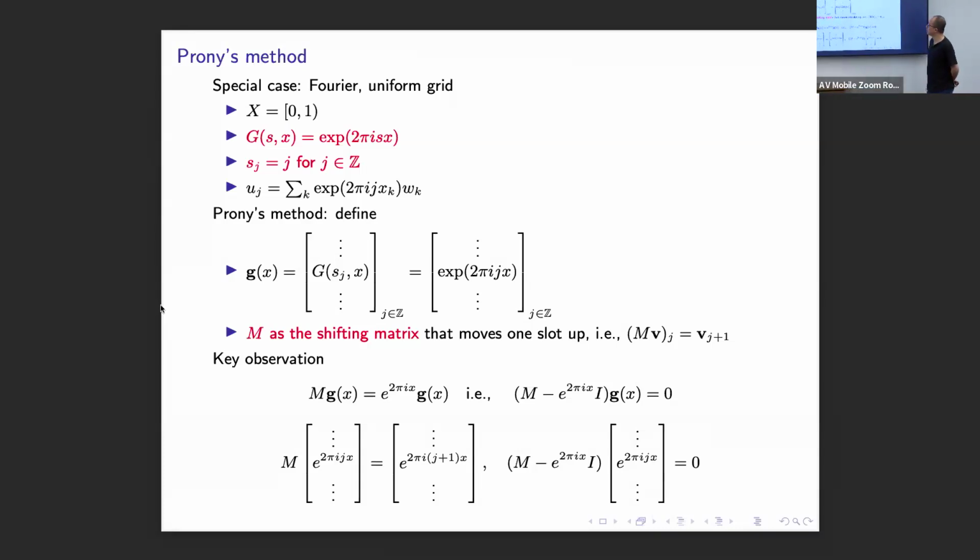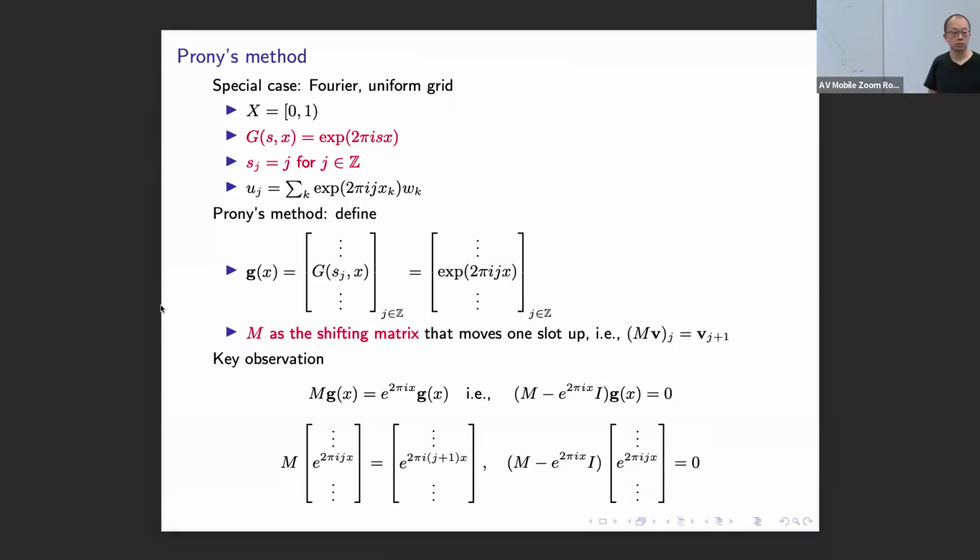Now, the second most important thing about Prony's method is a shifting matrix, this M matrix. M is a shifting matrix. Essentially, it shifts all the vectors by one slot. So if you give me a vector v and you apply M, in the jth location you get v_{j+1} of your input vector. If you allow me to write a little bit, this is an infinite dimensional matrix, infinite by infinite because it is indexed by integers, and it is really on the plus 1 diagonal.